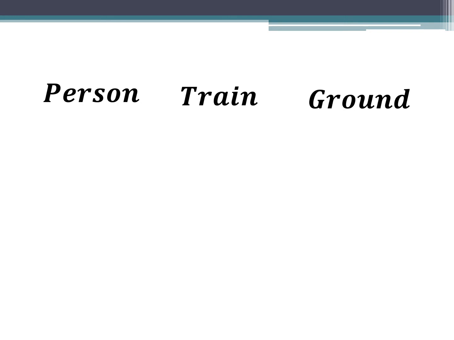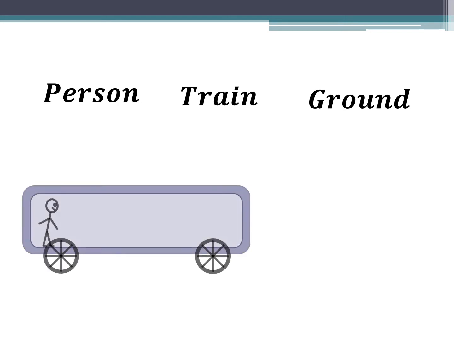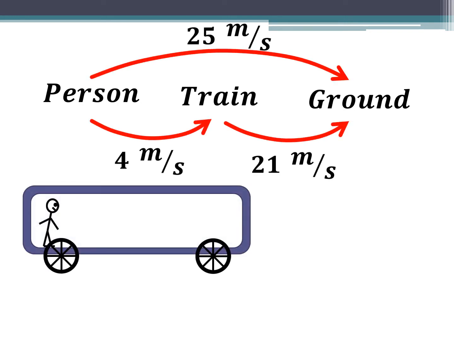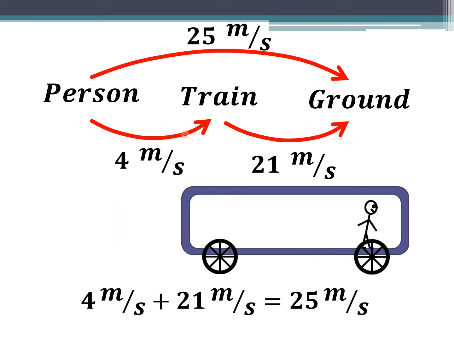Now to actually do an example with this, here we have the person that's moving at 4 meters per second relative to the train, and then we have the train that's moving relative to the ground at 21 meters per second. So when we add these two vectors together, we get a total of 25 meters per second, with the 4 meters per second plus the 21 meters per second. That gives us 25 meters per second.